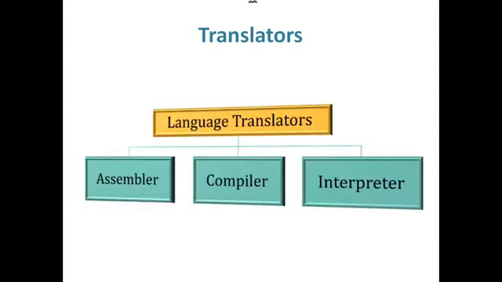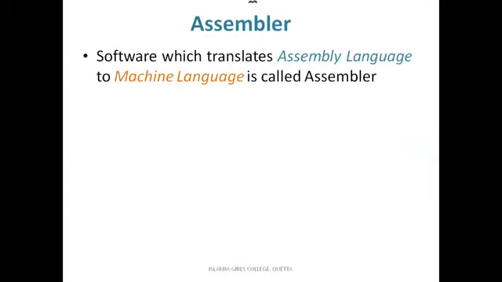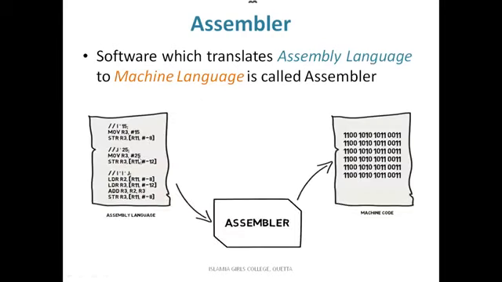Now we will see the different types of language translators. First is the assembler, then the compiler, and the interpreter. So first we start with the assembler. The assembler is the software which translates the assembly language into the machine language. If the code is written in the assembly language, the computer cannot understand this. So we can use a software which will translate this into the machine code so that the computer can understand this. Such a software is known as the assembler. It is used for translating assembly language.